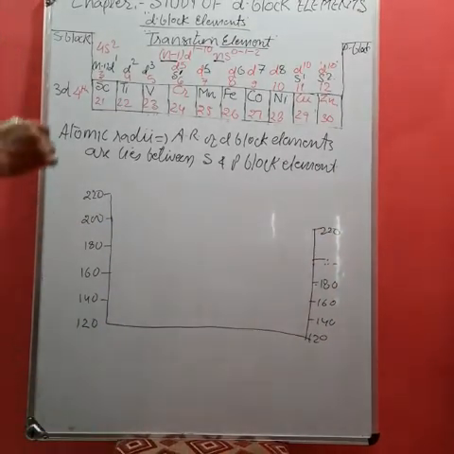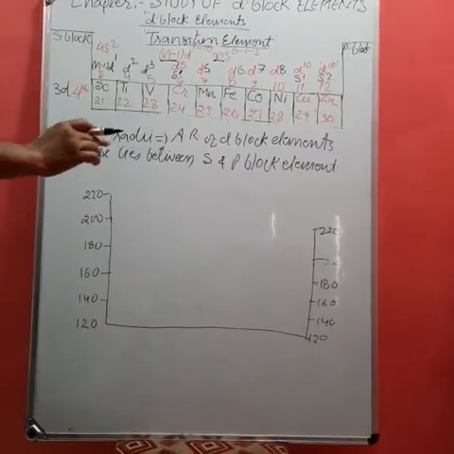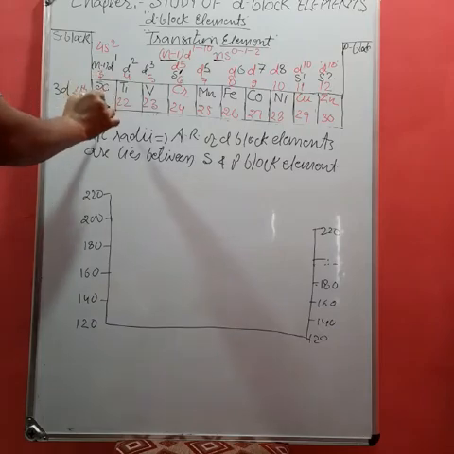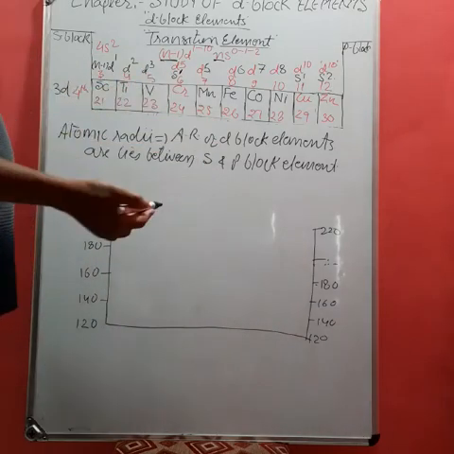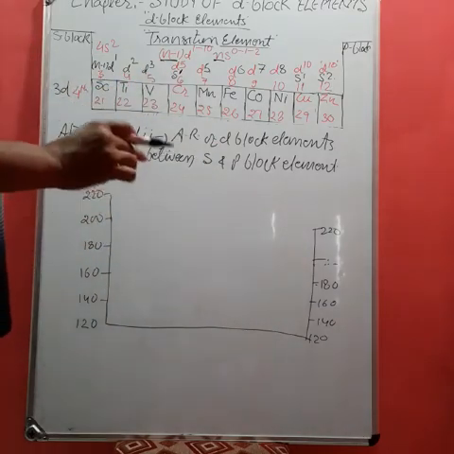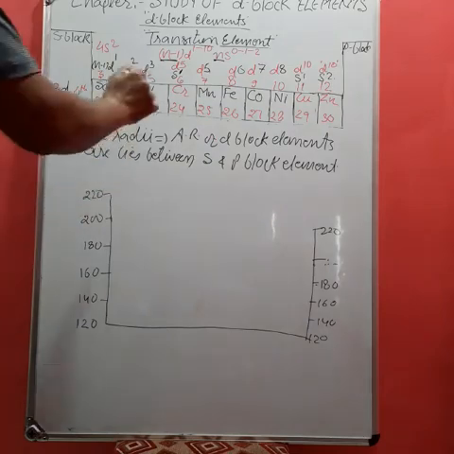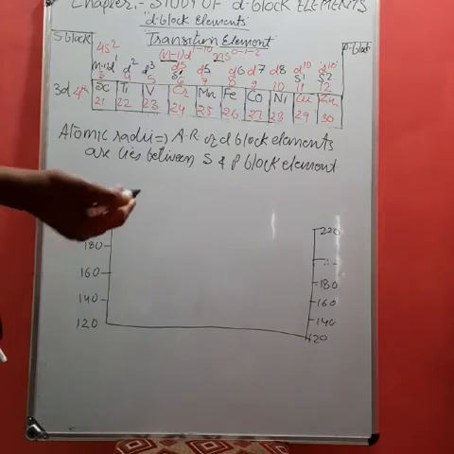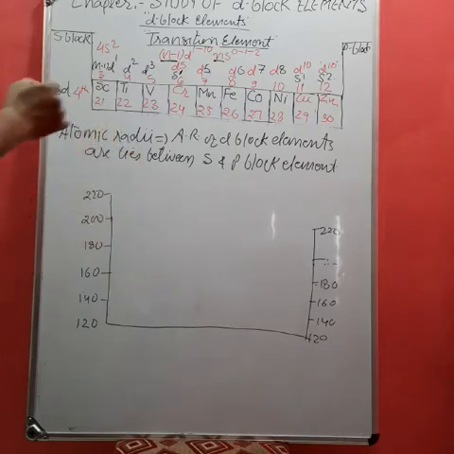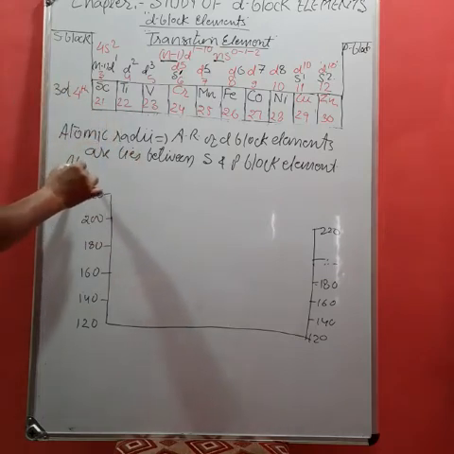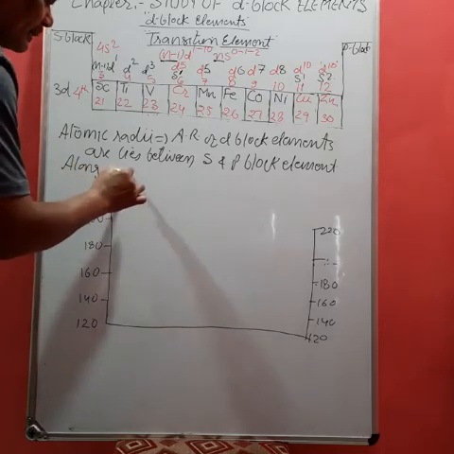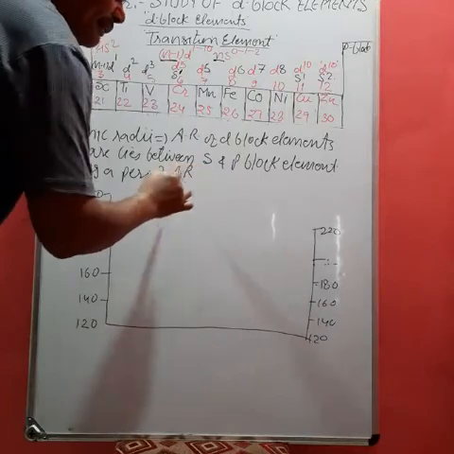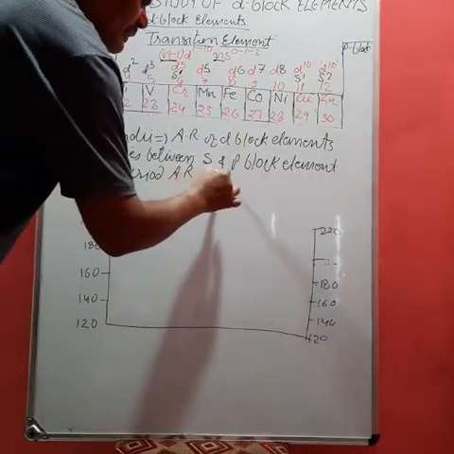Student, in the discussion of atomic radii, the general trend is when we move along a period, the number of protons increases by 1, and as the number of protons increases, nuclear attraction force increases, thus the size decreases. So we can say here along a period, atomic radii decreases.